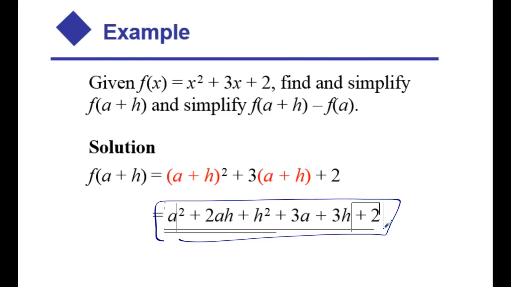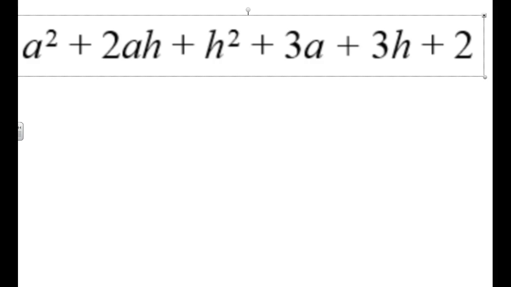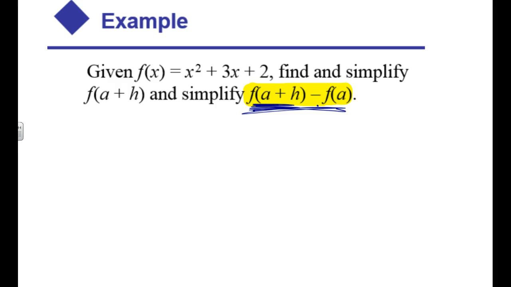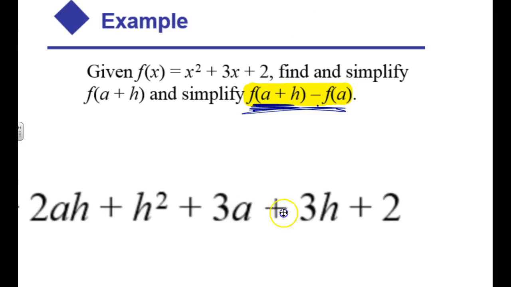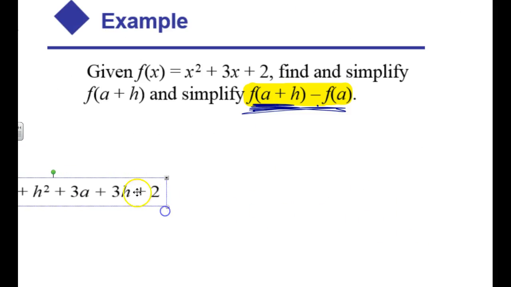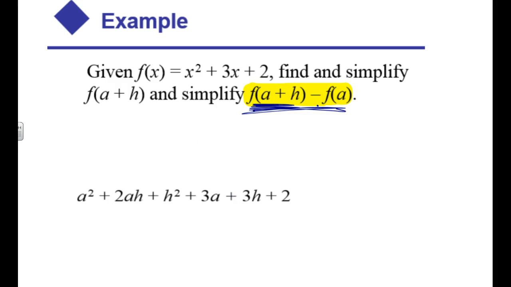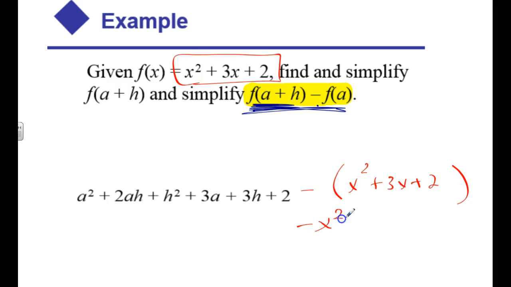Oh, I could almost grab it. I think I did. So let's see, copy and paste. All right, so there's my f of a plus h. Now I'm just going to subtract off the f of a, which is x squared plus 3x plus 2. If I distribute that, that's like negative x squared minus 3x minus 2, if I properly distribute that negative throughout.